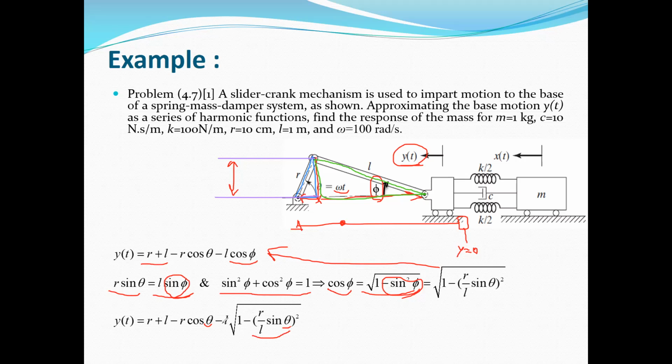Now we can simplify this equation to extract the harmonics for this y(t), because here we have a square root, and to find the particular response for this non-homogeneous term, it's a little difficult to obtain a particular response. So we still need some simplifications to simplify these equations. Is it clear so far?